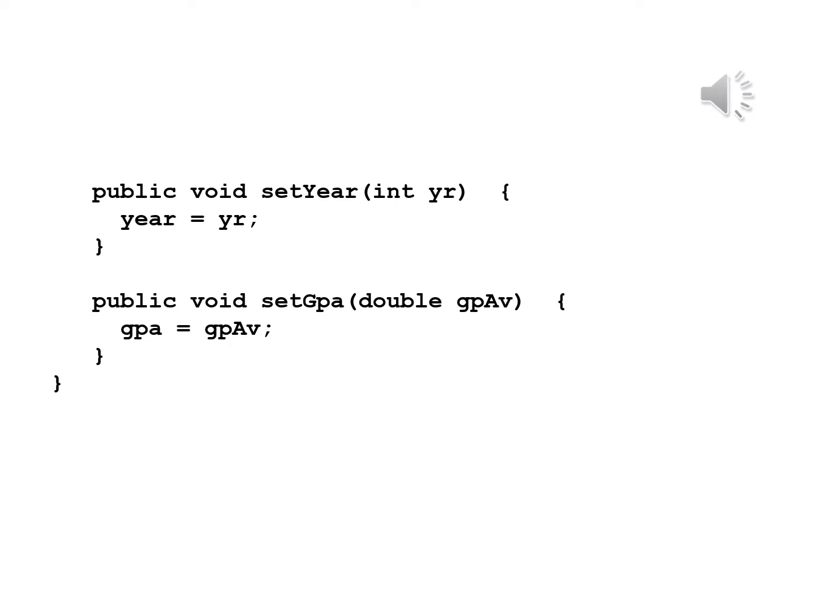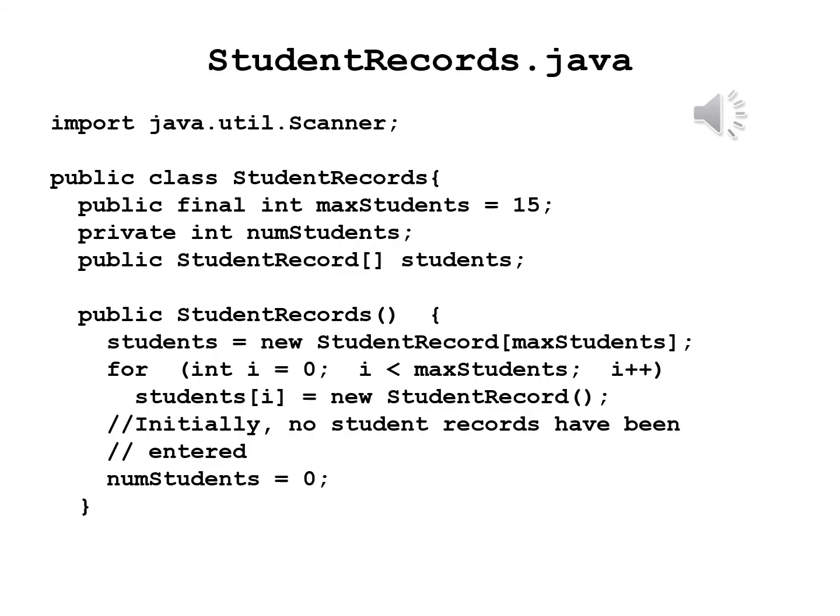The last 2 mutators, public void setYear(int yr), will have the one statement year equals yr. Public void setGPA(double gpav), and inside that GPA equals gpav. And after the close brace for the second mutator, we now have a second close brace to close the class. This is the first part of the class, StudentRecord.